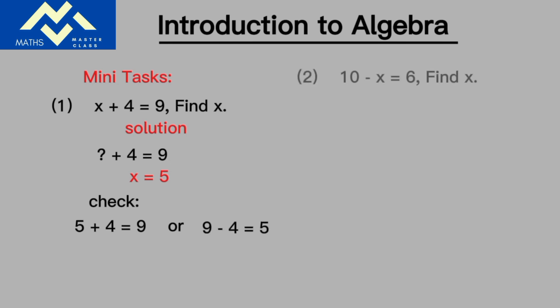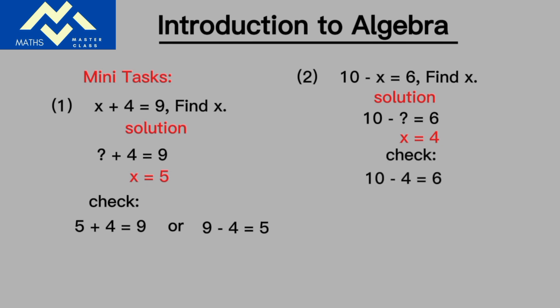Question 2. 10 minus x equals 6. What is x? What must be taken away from 10 to get 6? Answer, x equals 4. Check it. 10 minus 4 equals 6. Or the reverse. 6 plus 4 equals 10.